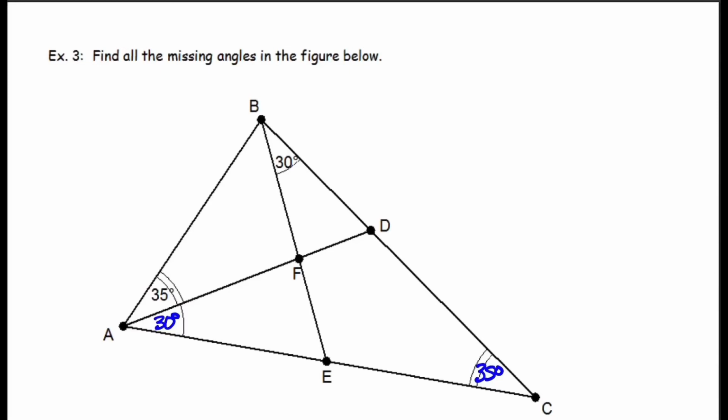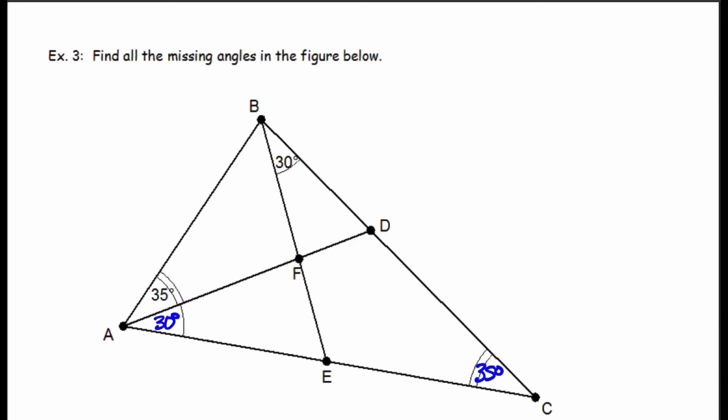One thing we cannot do, and I need to caution you about this, you can't assume every four-way intersection has 90-degree angles. These are not 90-degree angles. I don't know what they are yet. We'll find them in a second. But as of right now, I don't know that those are 90.